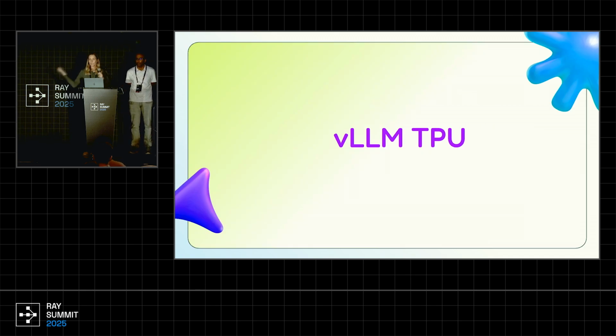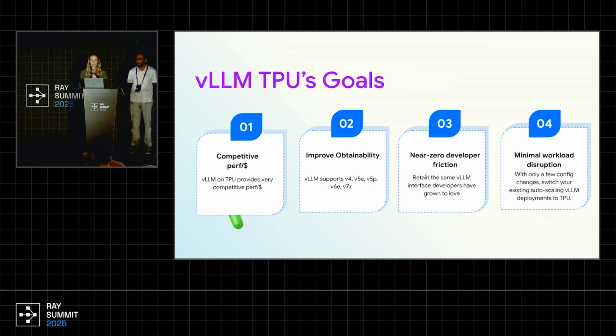So how do we marry these two things? vLLM TPU shares a lot of the same principles as vLLM upstream to make it really easy and accessible to serve large language models at scale as performantly as possible. And what vLLM TPU does is try to bring the competitive cost performance of TPUs to vLLM. We do this because we want to improve obtainability of both TPUs and GPUs or any accelerator that you have.